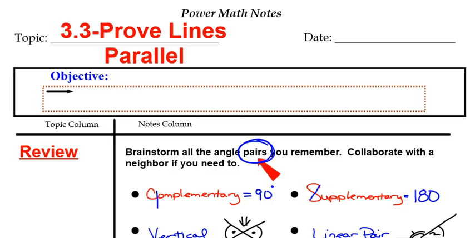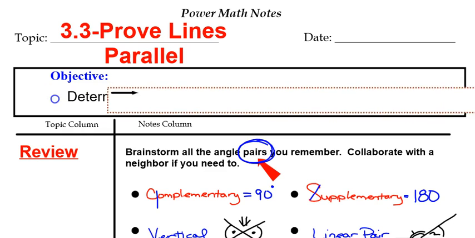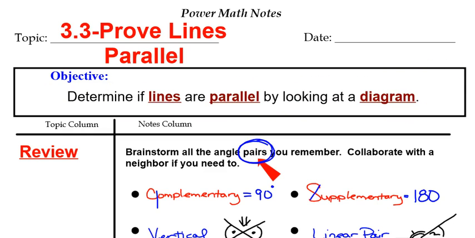All right, let's go through our lesson 3.3, Prove Lines Parallel. The last page of the notes, the last page of the practice problems. Reminder that our goal is to determine if the lines are parallel by looking at a diagram. So here we're going to have lots of different lines, lots of different angles, and we have to figure out how those lines are related.